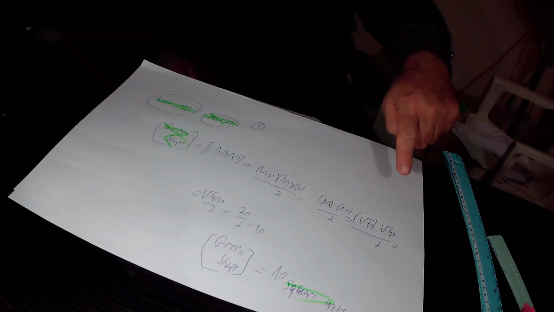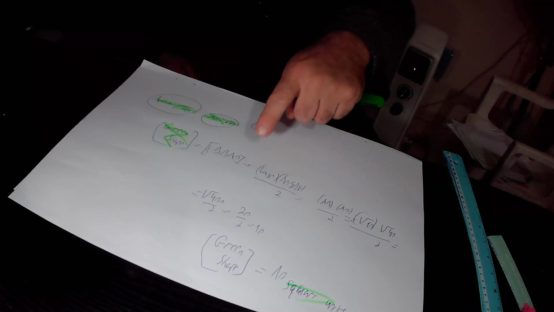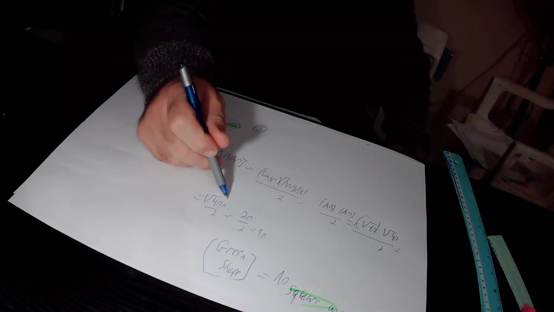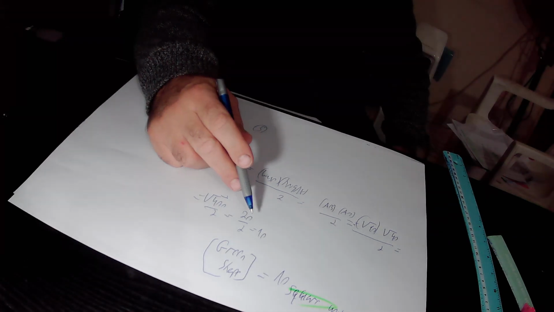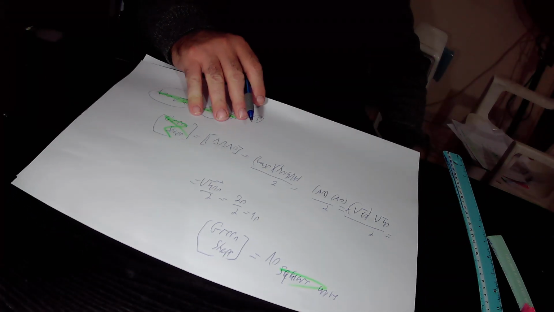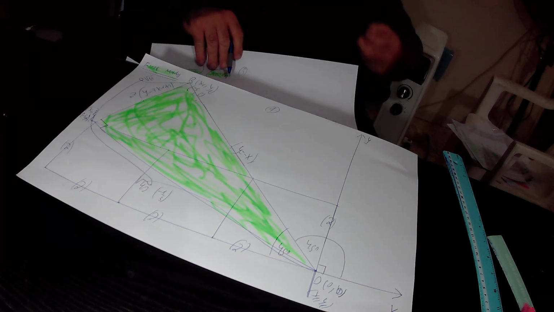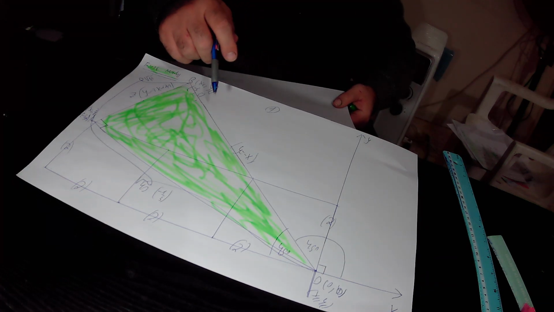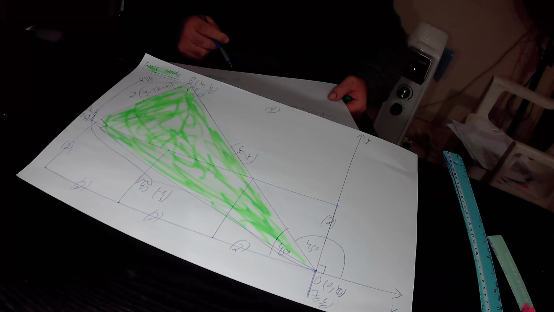Square root of 10 times square root of 40 is square root of 400 over 2. Square root of 400 is 20, and 20 over 2 is 10. So in total, we found out that the area we are looking for in this question, that is the area of this green shape, equals 10 square units in size. So we finish repeating the first method.